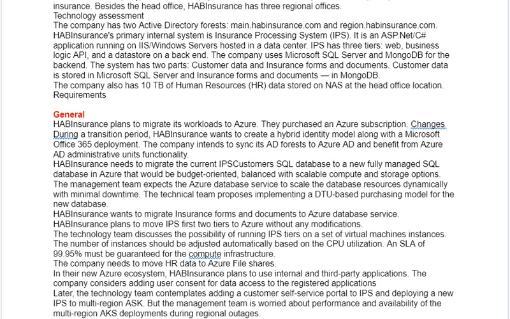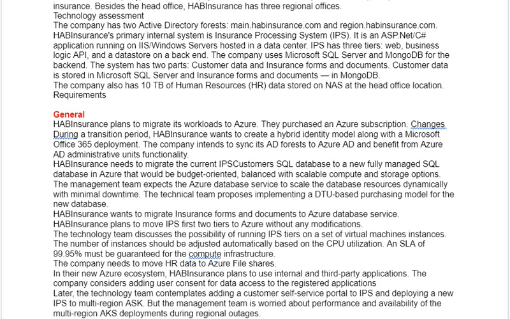HAB Insurance needs to migrate the current IPS customer SQL database to a new fully managed SQL database in Azure that would be budget-oriented, balanced with scalable compute and storage options. The management team expects the Azure Database Service to scale the database resources dynamically with minimal downtime. The technical team proposes implementing a DTU-based purchasing model for the new database.